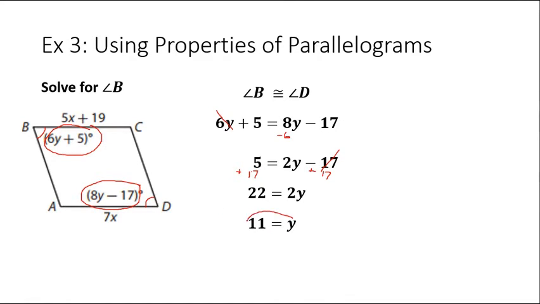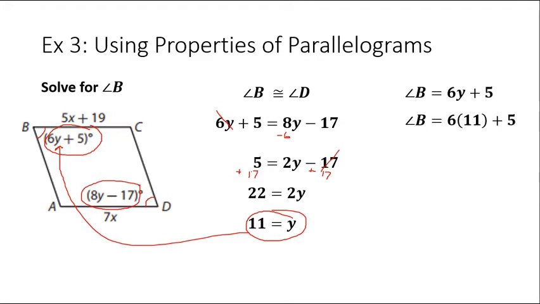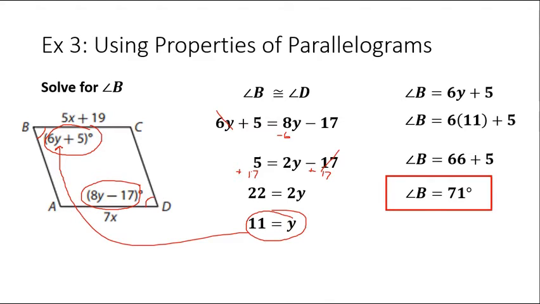So what I'm going to do here is take 11 and I'm going to plug it in right there. So I'm going to say angle B is 6y plus 5. So we have 6 times 11 plus 5, or 66 plus 5, which gives me an answer of 71 degrees.